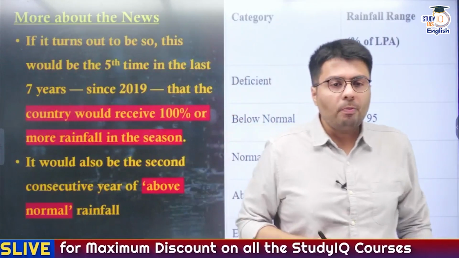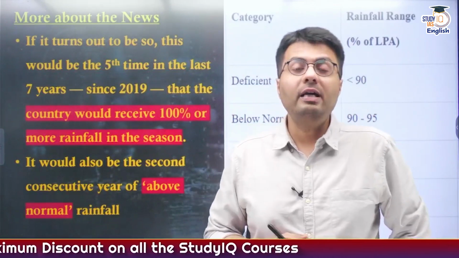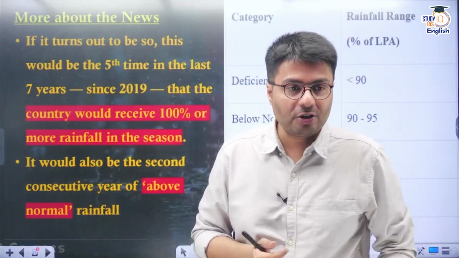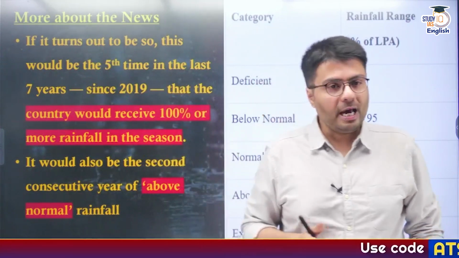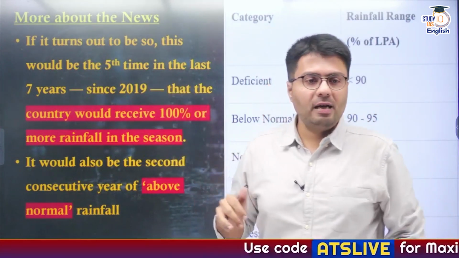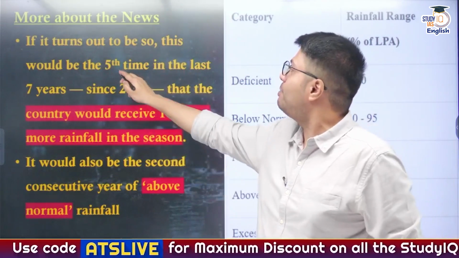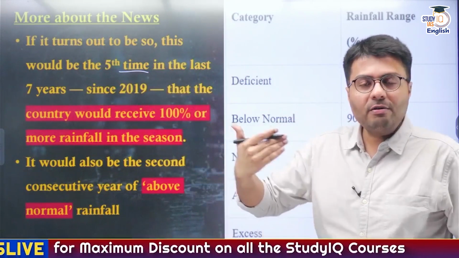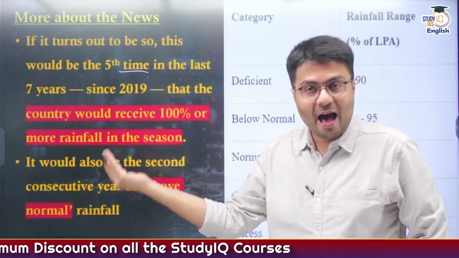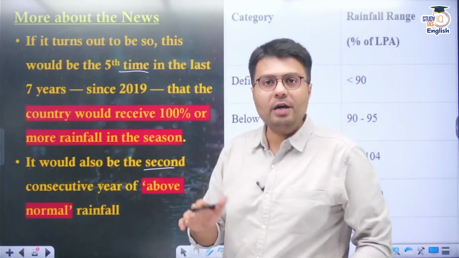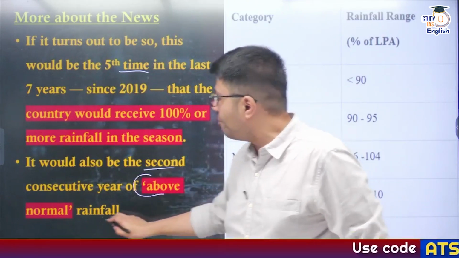Now, what might come to your mind is how do we calculate average, or what is the categorization based on which IMD has said it will be above average or above normal. Okay. Now, what you have to understand is that this year, when the IMD has predicted that rainfall will be more than average, this will be the 5th time in the last 7 years where the rainfall has been more than average. And in the 2nd consecutive year, the rainfall according to IMD is expected to be above normal.